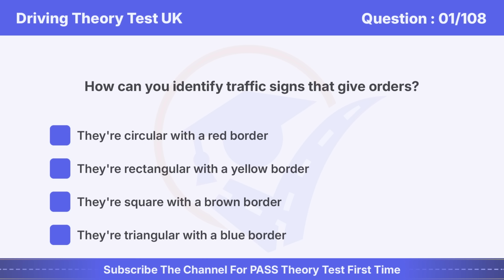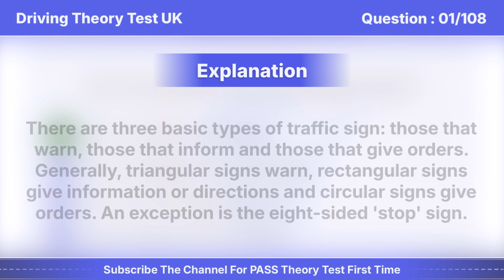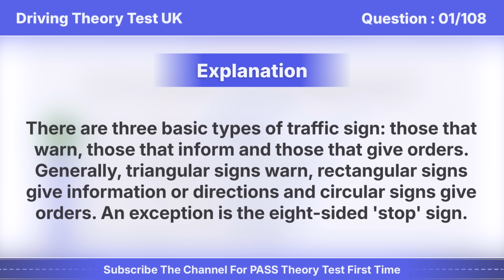Question 1. How can you identify traffic signs that give orders? Answer is A. They're circular with a red border. There are 3 basic types of traffic sign: those that warn, those that inform, and those that give orders. Generally, triangular signs warn, rectangular signs give information or directions, and circular signs give orders. An exception is the 8-sided stop sign.